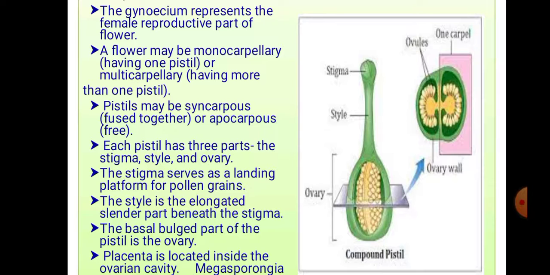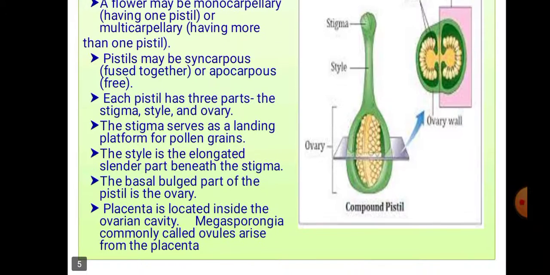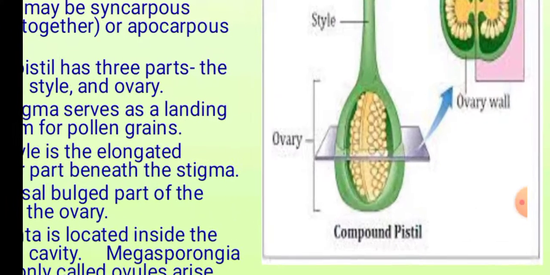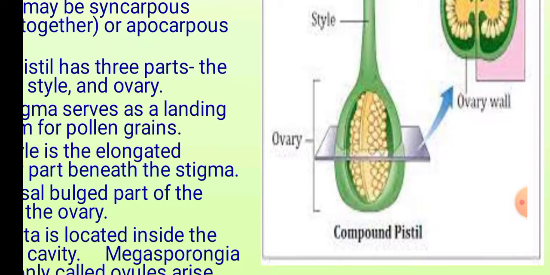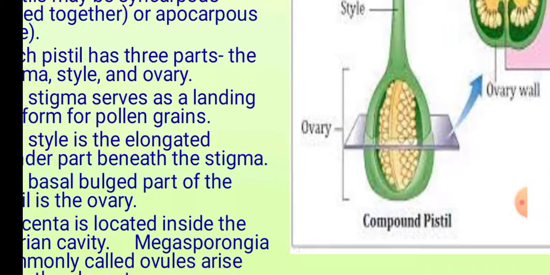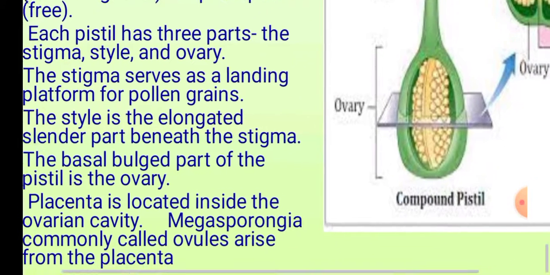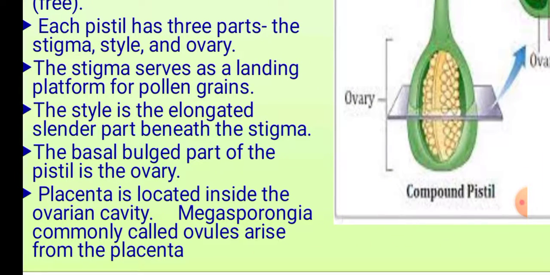The stigma serves as a landing platform for pollen grains. The style is the elongated slender part beneath the stigma. The basal bulged portion, have you seen? Beneath the style is nothing but what? Ovary.